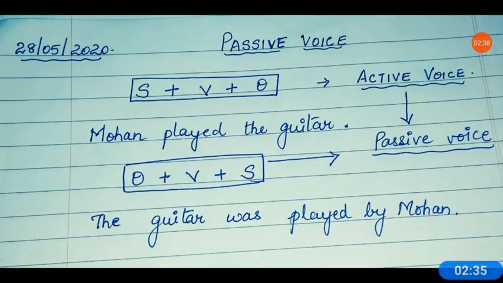Let's take this example. Mohan played the guitar. So here it is a subject verb object combination which is in active voice. And then we have it in the passive voice, which is the guitar was played by Mohan.